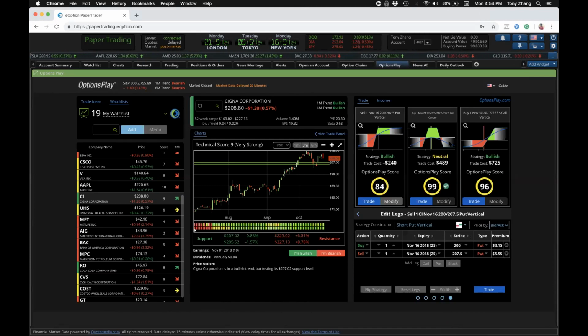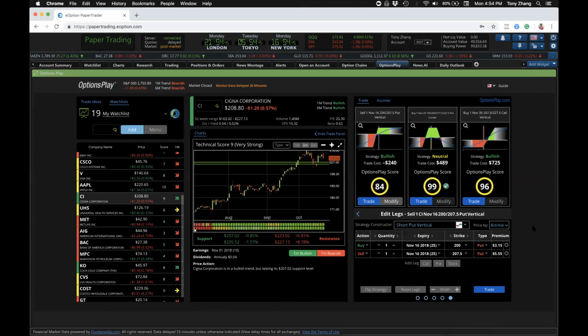Is this a standalone product or an eOption product? This is a standalone product that's being embedded into your eOption platform. So this is free of charge to you as an eOption customer. For those of you that are on a practice account or a paper trading account, signing up for the live account will allow you to access this tool free of charge.